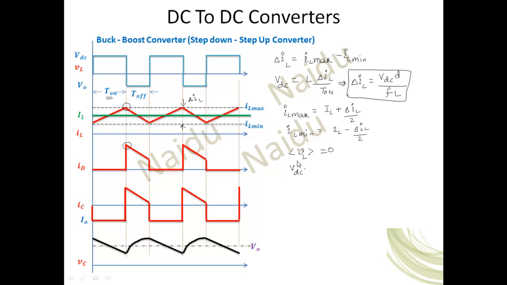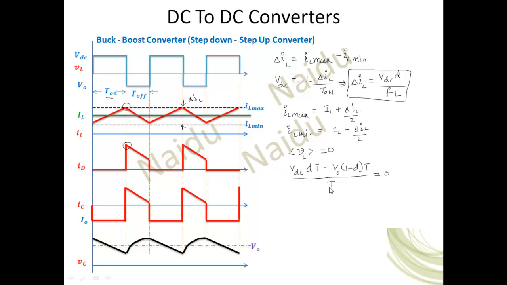What is the T on? It is nothing but DT. Then minus, why minus? Because this is the negative area: minus V naught into T off. T off is nothing but (1 minus D) times capital T, all divided by the time period T, because the time period is nothing but T on plus T off, equal to 0.